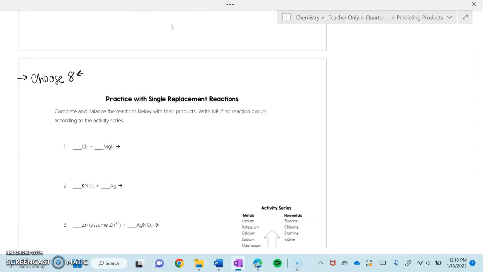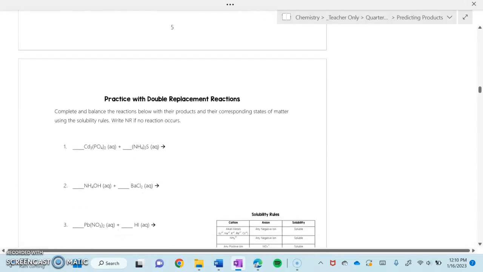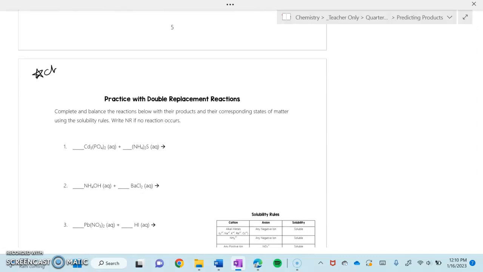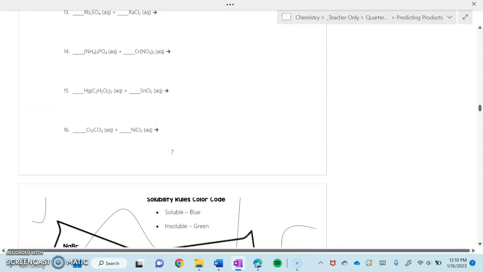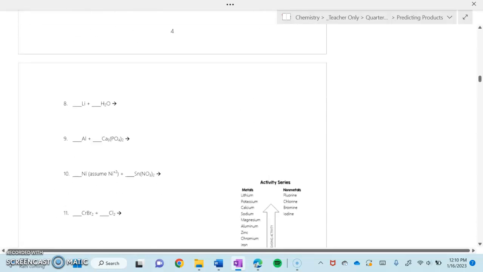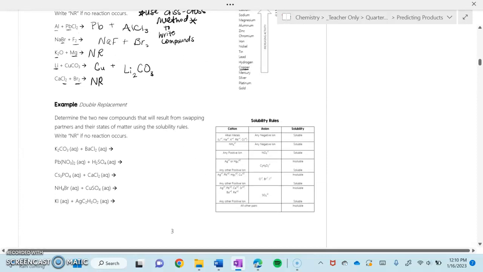After we do the examples, when you do your choose 8, that will also apply for our double replacements. Just choose 8 of the problems. So you're going to be doing half of them. If you want to do all of the problems, that will be extra credit. Okay, so now we have our examples. Let's do these together.